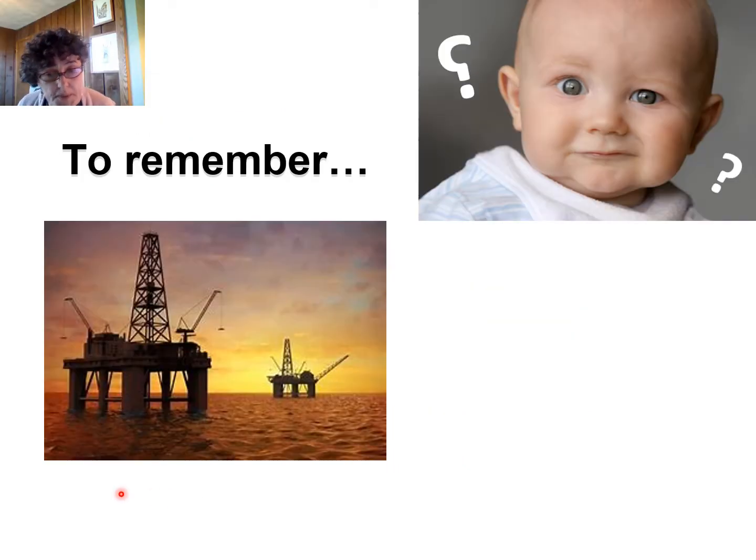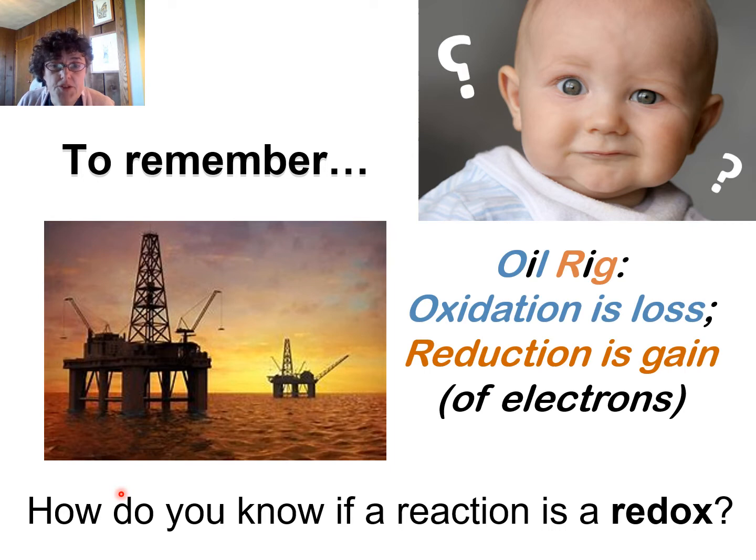Another way to remember it that I think is the most useful is the so-called OIL RIG mnemonic. The letters that are colored, O, I, L and R, I, G, are for oxidation is loss of electrons, and reduction is gain of electrons.